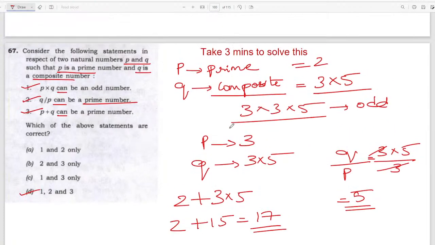So is this clear? If you have any doubts, please ask. We will move to the next problem.